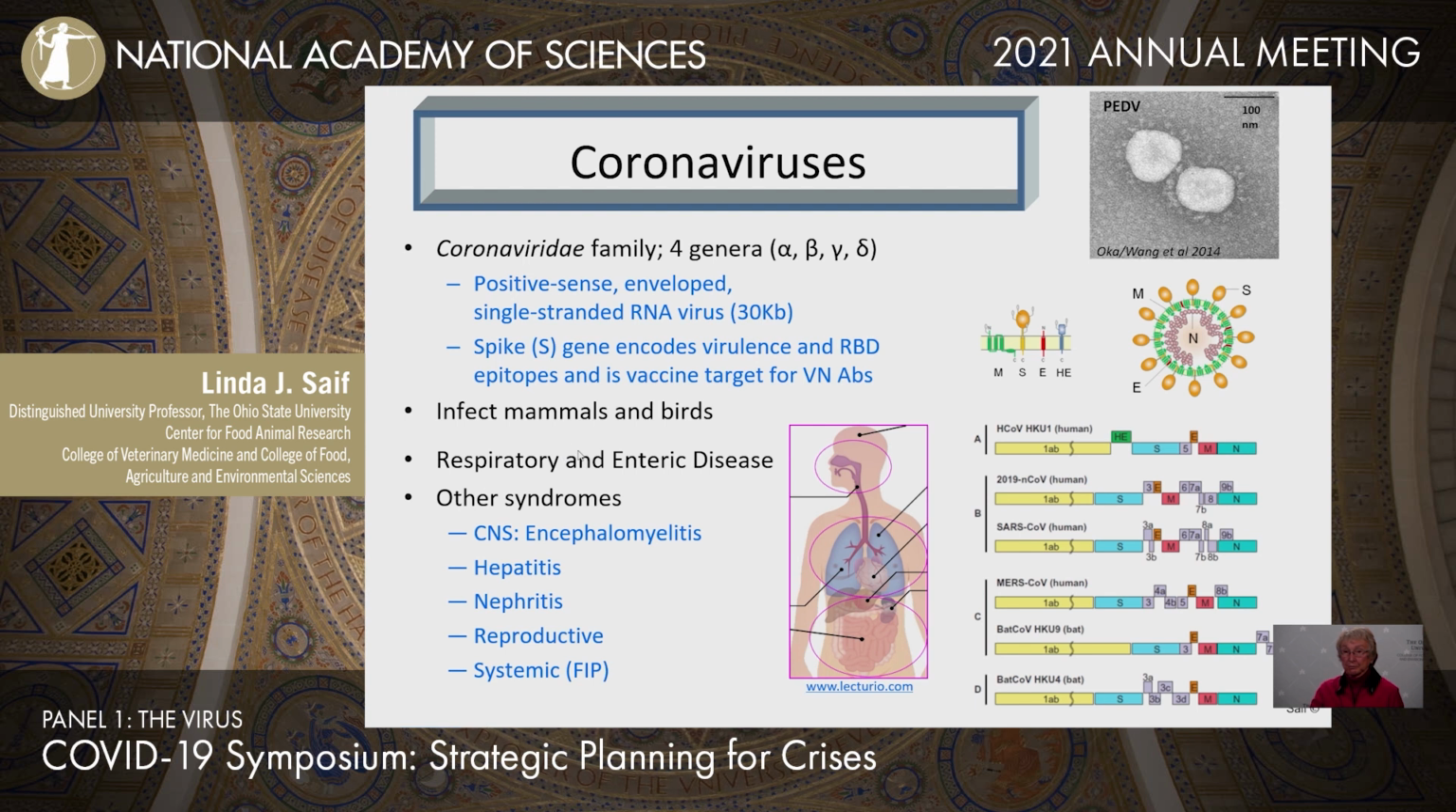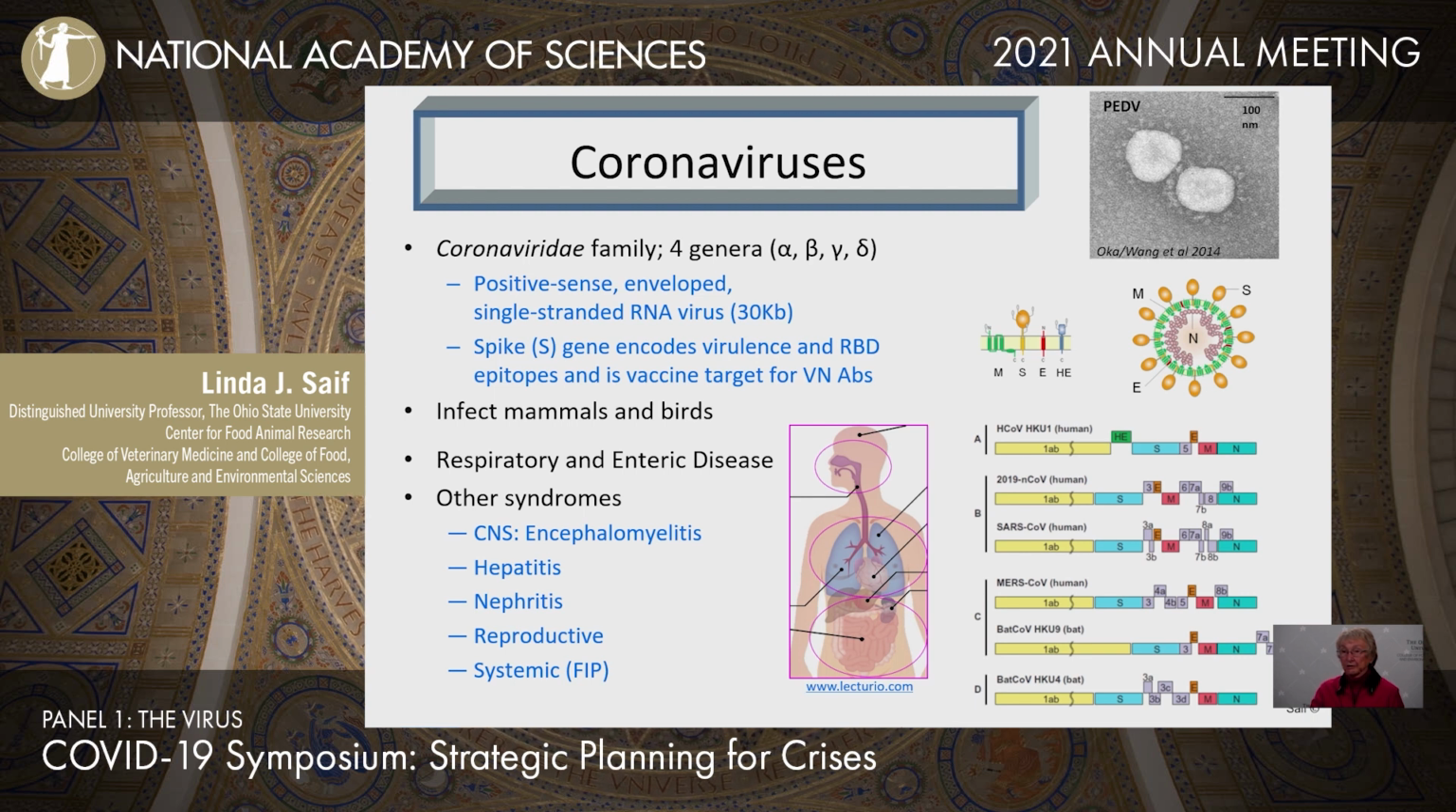Coronaviruses infect mammals and birds. They cause mainly respiratory and enteric disease, but other syndromes depending on the coronavirus strain and species. Interestingly, some of these other syndromes resemble the sequelae reported after COVID-19 infection of humans.